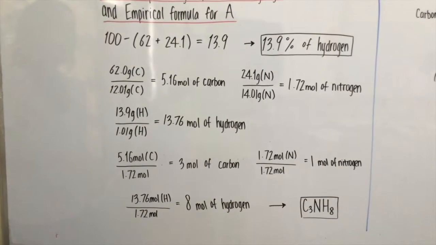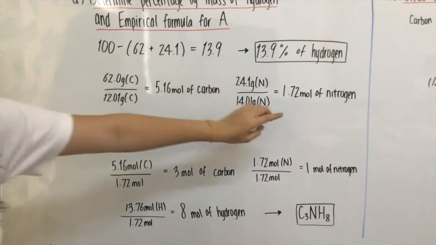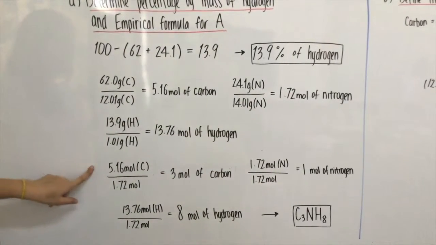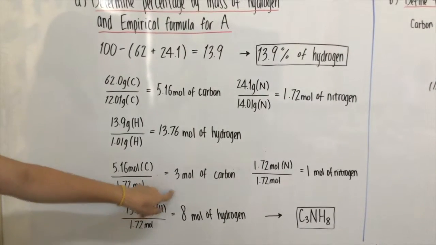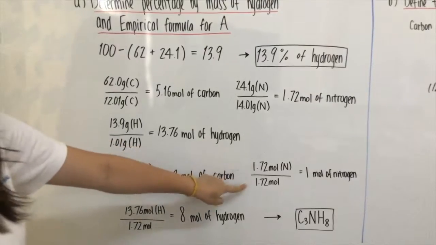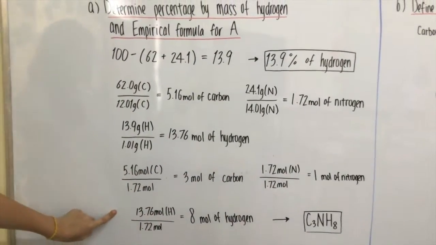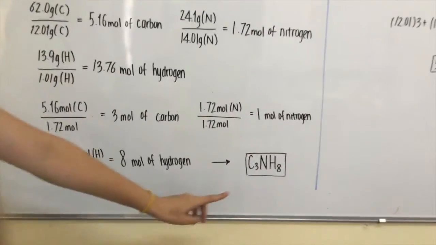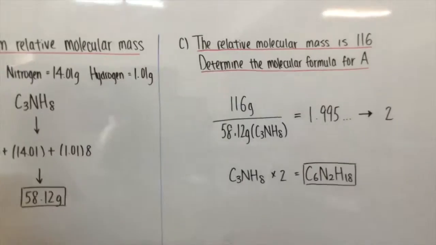Then you want to find the ratio of these moles, which you would do by dividing by the smallest mole to get a whole number. So 5.16 moles divided by 1.72 moles will give you 3 moles of carbon. 1.72 moles divided by 1.72 moles will give you 1 mole of nitrogen. And 13.76 moles divided by 1.72 moles will give you 8 moles of hydrogen, which then will give you the empirical formula C3NH8.